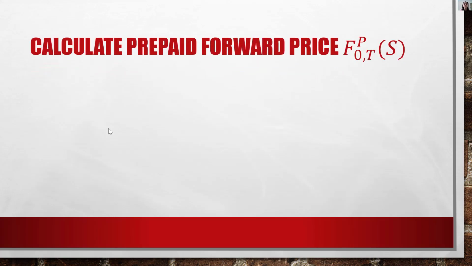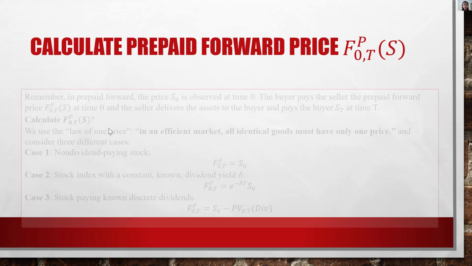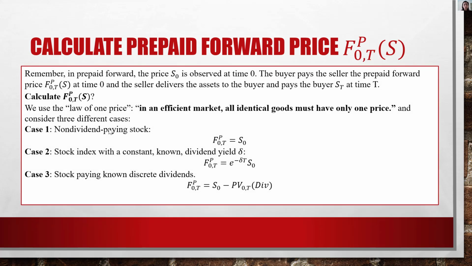Now let's consider how to calculate the prepaid forward price F0TS. Remember, in prepaid forward, the price S0 is observed at time 0. The buyer pays the seller the prepaid forward price F0TP of S at time 0, and the seller delivers the asset to the buyer at time T. So our question is how to calculate the prepaid forward price F0TP of S at time 0.